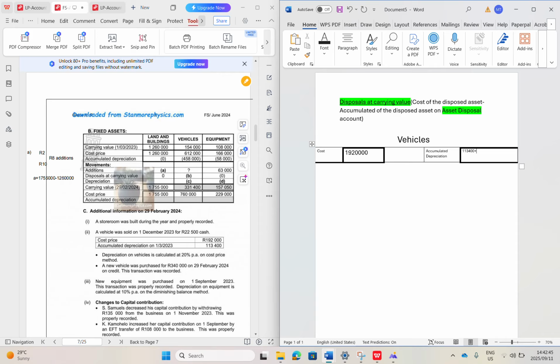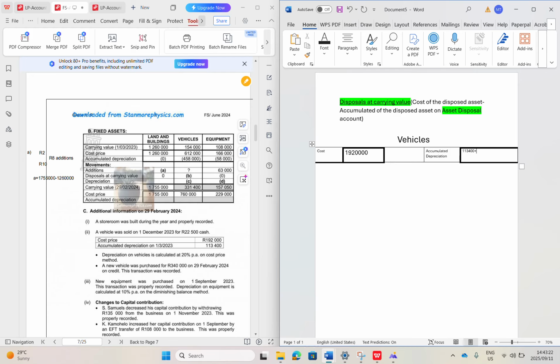Depreciation on vehicles is 20% on cost method. This is very important, guys, to know the method you are dealing with. We are dealing with the cost price method, the straight line method. We are not dealing with the diminishing balance method. You will get zero if you don't listen. Yes, we need to find the depreciation. So we are done.